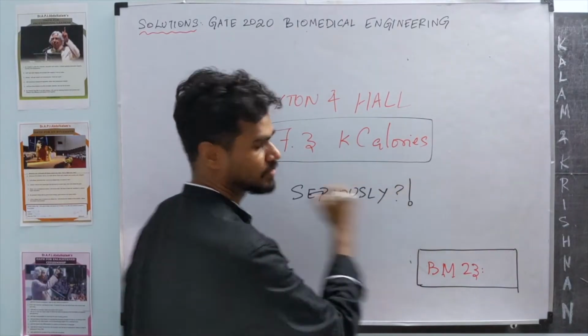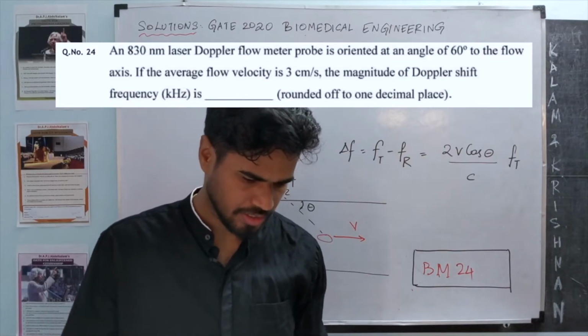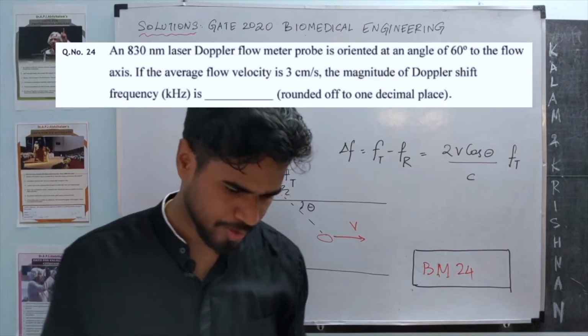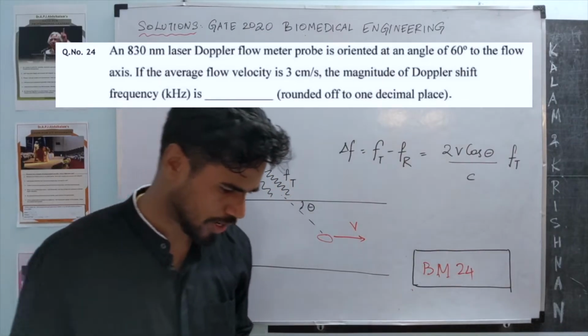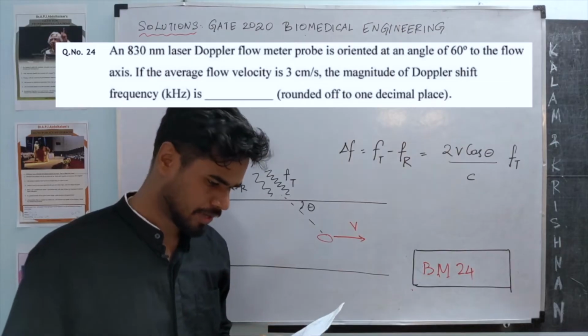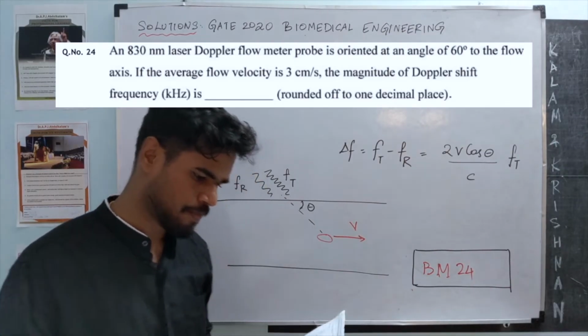Seriously? 24th question. A 830 nanometer laser Doppler flow meter probe is oriented at an angle of 60 degrees to the flow axis. If the average flow velocity is 3 cm per second, the magnitude of Doppler shift frequency is dash.